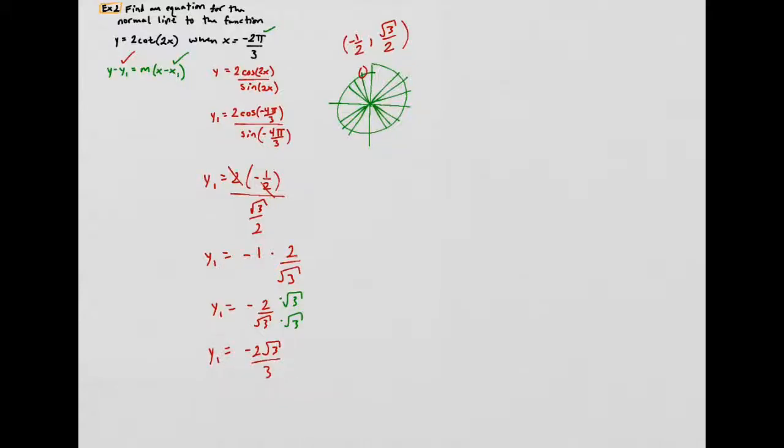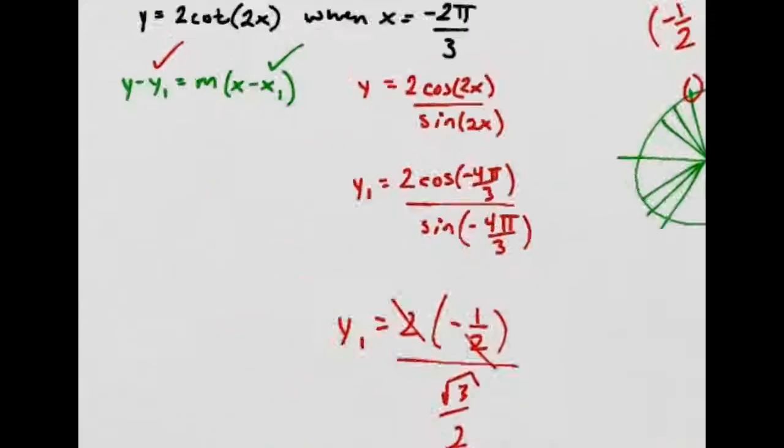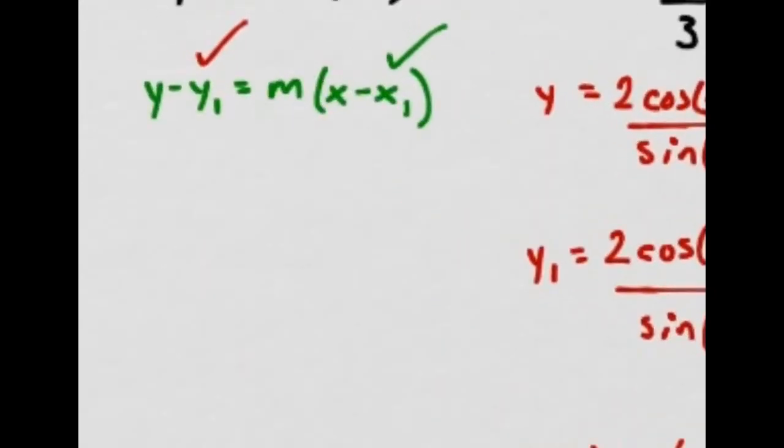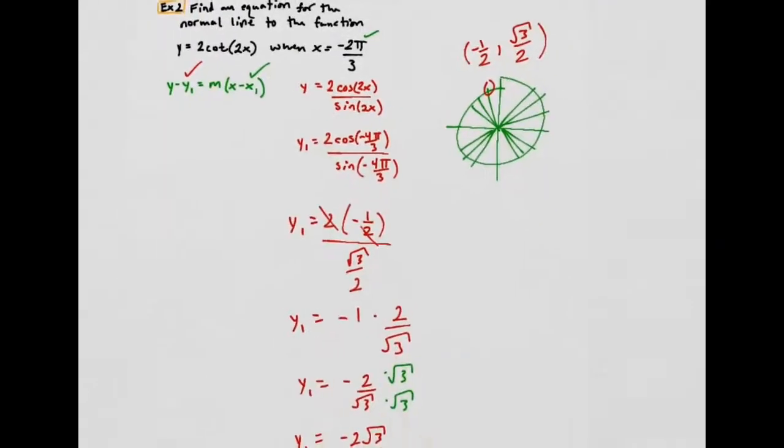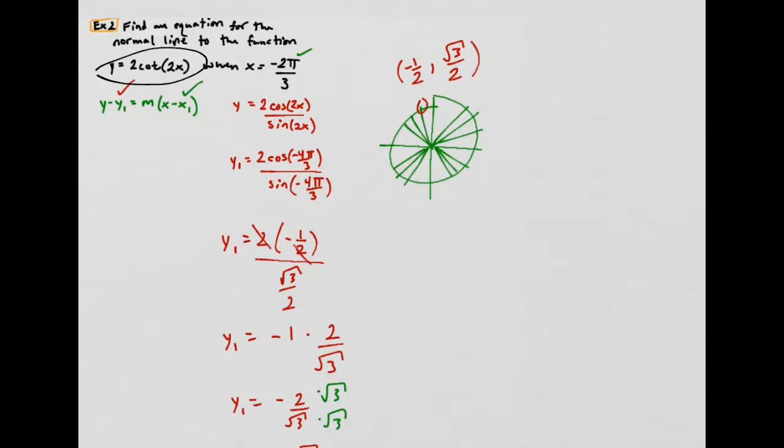Alright, let's finish this up. Remember, we're finding the equation for the normal line to the function y equals 2 cotangent 2x when x equals negative 2 pi over 3. So we already have x and y. Now I need m. I get m by taking the derivative of this and then taking the opposite reciprocal, because I don't want the tangent line, I want the normal line.